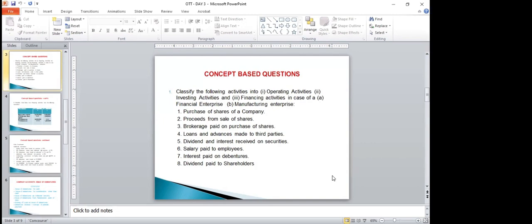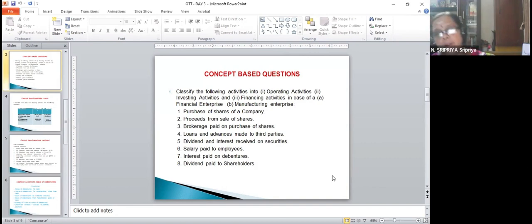Why is the concept changing, ma'am, in this? Sir, loans and advances made to third parties. That means you are giving it to a third party. What is the nature of an asset? Anything which benefits the organization is called an asset.